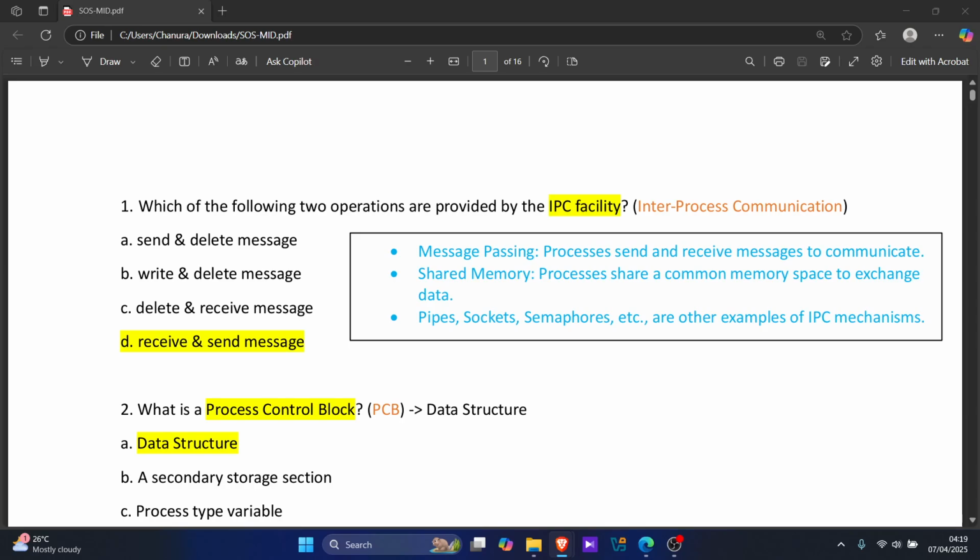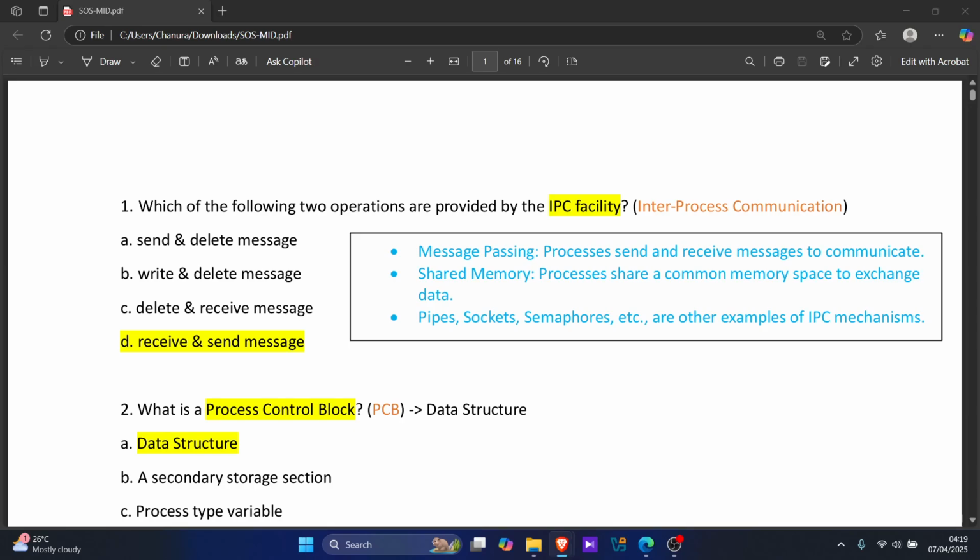Let's go. Okay, so I need to figure out which two operations are provided by the IPC facility. The options are A through D. Let me start by recalling what IPC is. IPC stands for Inter-Process Communication, which allows processes to communicate with each other. The question mentions message passing and shared memory as examples. The possible operations listed are send, delete, write, receive.